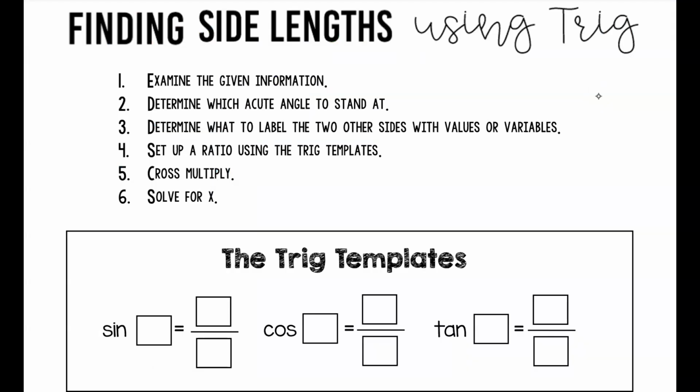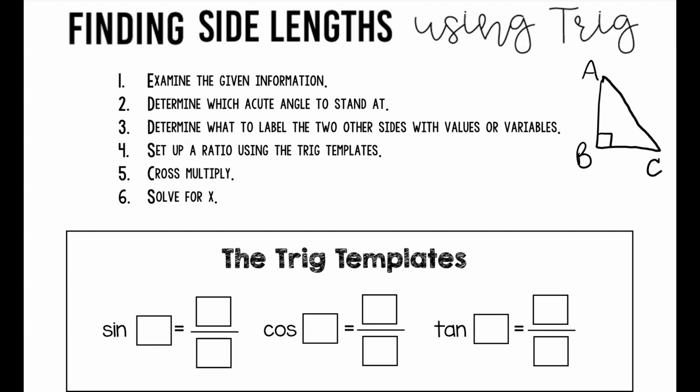All right, so you're going to look at the triangle. Now, remember, trigonometry is only used for right triangles. So if you don't have a right triangle, you're not even thinking trig. All right, so you're going to look at the right triangle. You're going to determine which acute angle to stand at. All right, so you don't have to label it, but I'm just going to discuss it this way. So you're either going to stand at angle A or at angle C. You're never going to stand at angle B because that's the right angle.